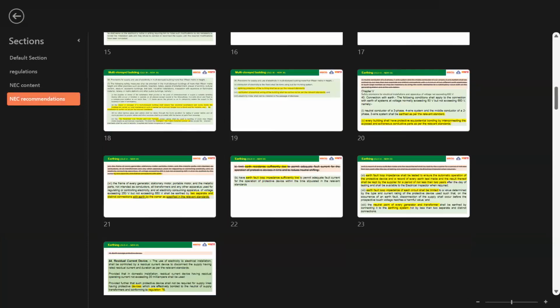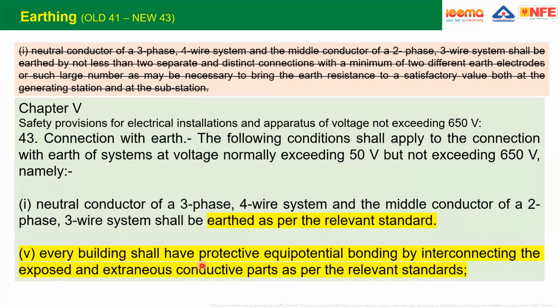Now, what the regulation says is every building shall have a protective equipotential bonding by interconnecting exposed and extraneous conductive parts as per the relevant standard. Here, the relevant standard is the National Electrical Code. The problem is that in most buildings in India, this measure called protective equipotential bonding is not carried out properly. In case of any accident, I don't know what is going to happen. Now the electrical inspectorate engineers are also getting educated. Next time they may not ask you the earth electrode requirement or earth electrode resistance. They will ask you to show the protective equipotential bonding, and if it is not existing in a factory, then in case of an accident, this can be treated as an offense.